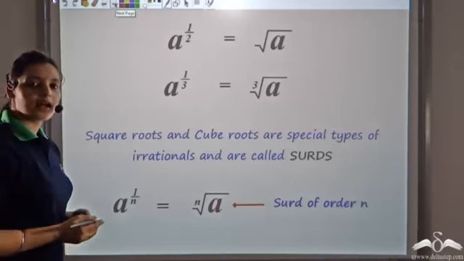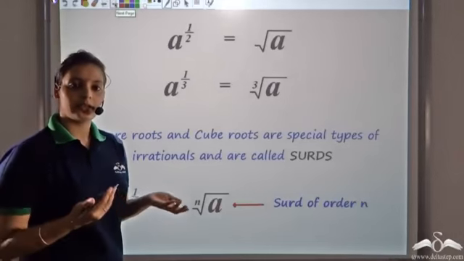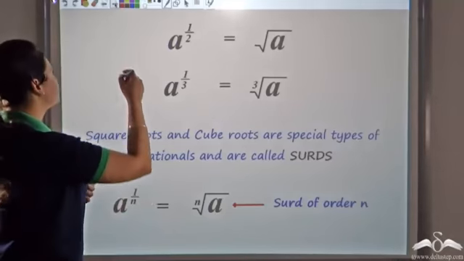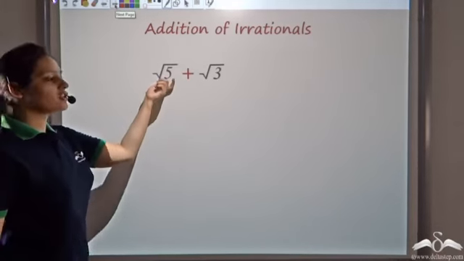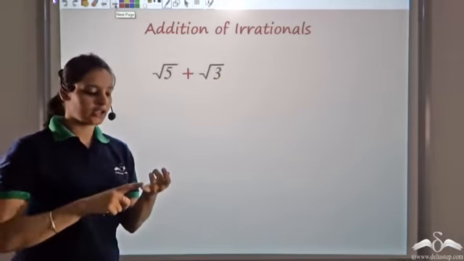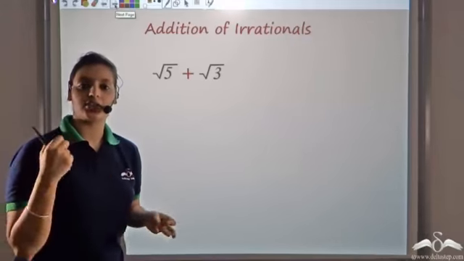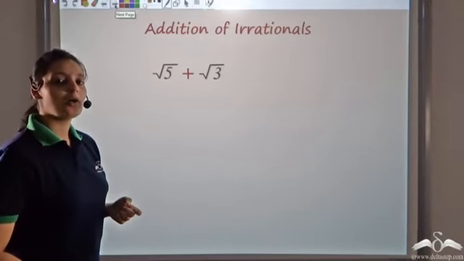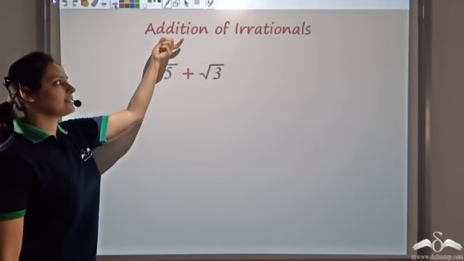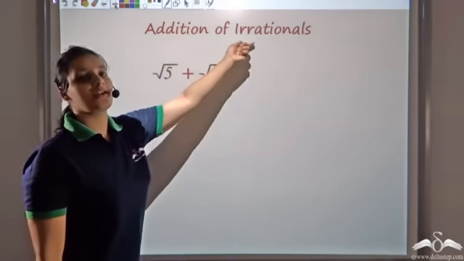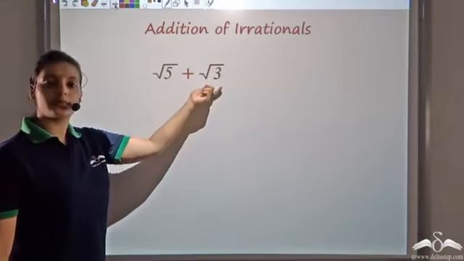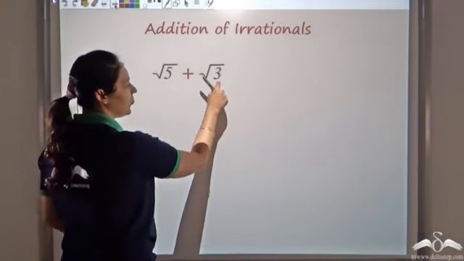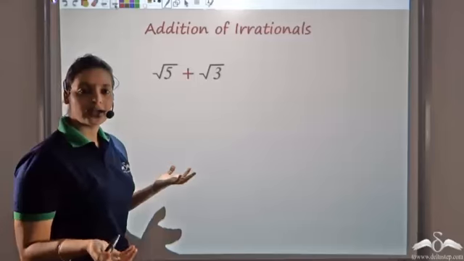Now let us see how to add, subtract, multiply and divide irrational numbers or surds. So I have these two irrational numbers. We've seen addition, multiplication, subtraction and division of a rational number with an irrational number. Now what I'm trying to do is see addition of irrational numbers. So I have these two irrational numbers. How do I add them? Now remember that you cannot add two irrationals like you add integers.